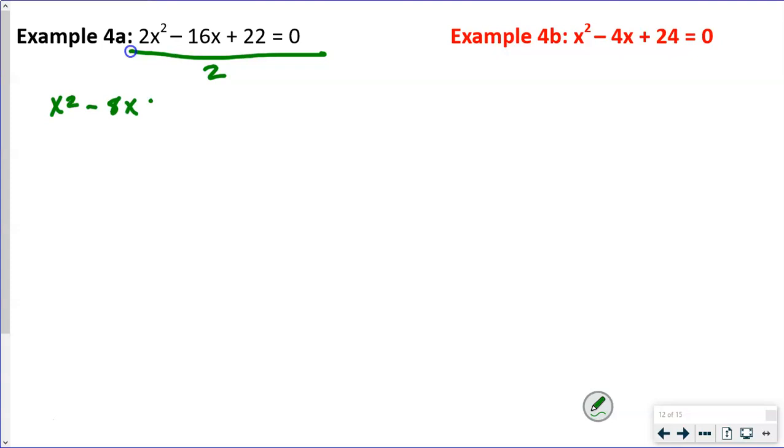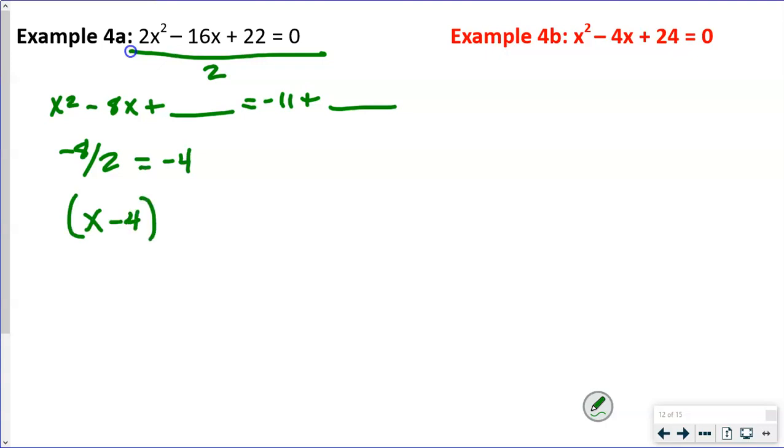And I'm going to go ahead and create my blank right now. And remember, when I divide 2 into 22, that's going to be positive 11. I'm going to subtract that 11 from both sides. So this is going to be equal to negative 11 plus, again, my blank, okay? So now, again, we're going to do negative 8 divided by 2. That's going to give us negative 4. That's what we're putting down here in our parentheses.